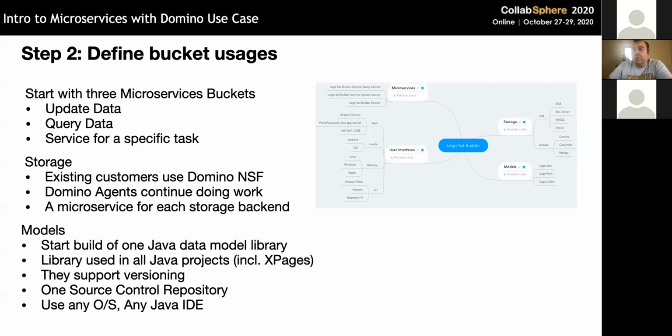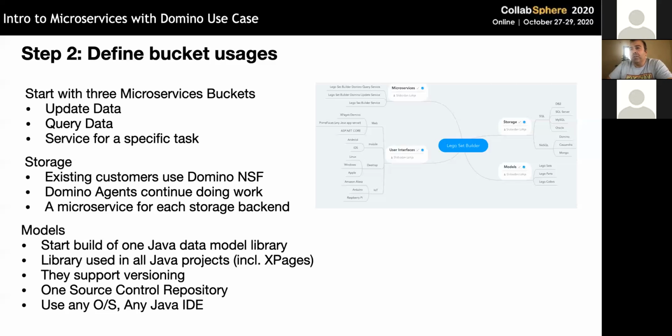Creating a microservice for each storage backend. So if you have a microservice for customer data, create a microservice for that. That way, if you ever had to move it or do some kind of maintenance, you're not affecting one or the other.